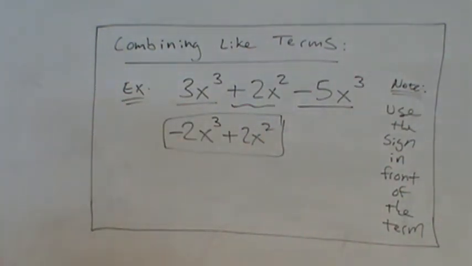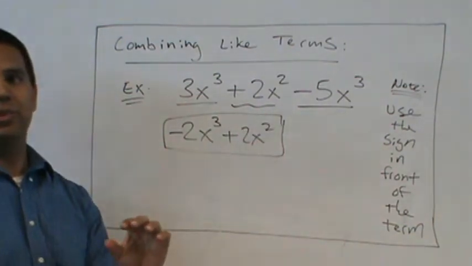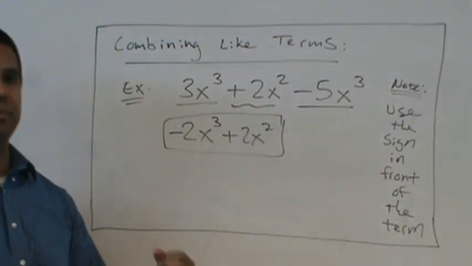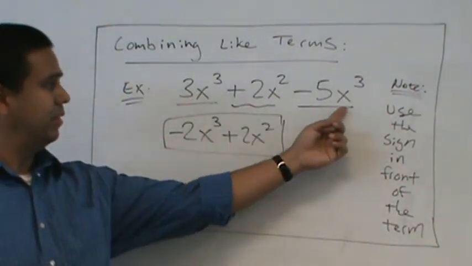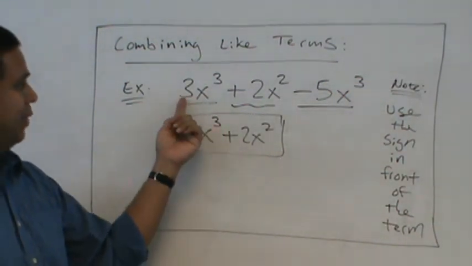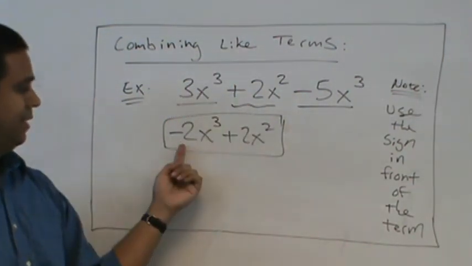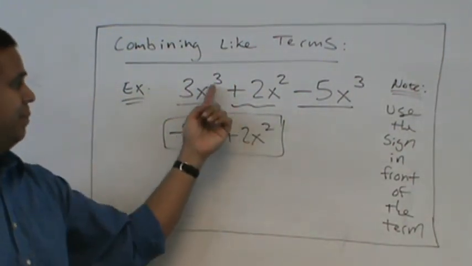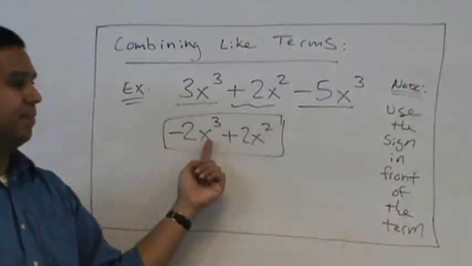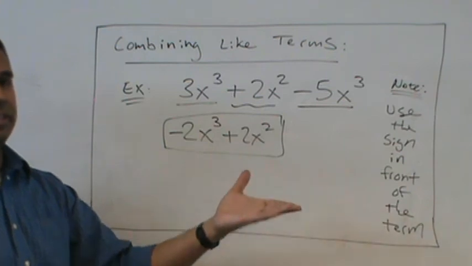That's it. So you see here, x to the third. Those are like terms, same variable, same exponent. So now that we established that they are like terms, we work with the coefficients. So 3 take away 5 is negative 2. And we keep the x to the third the same. Then we just bring down the other terms. That's it.